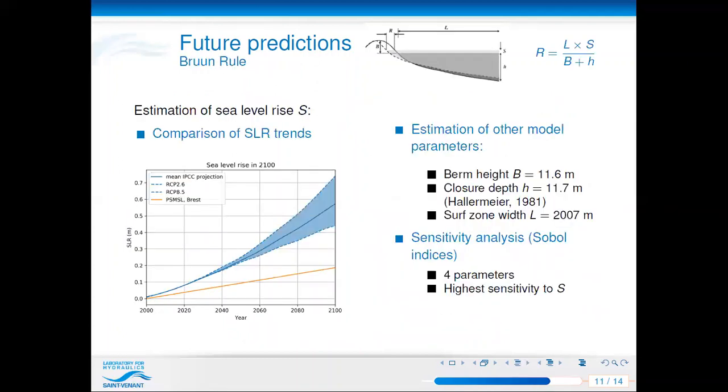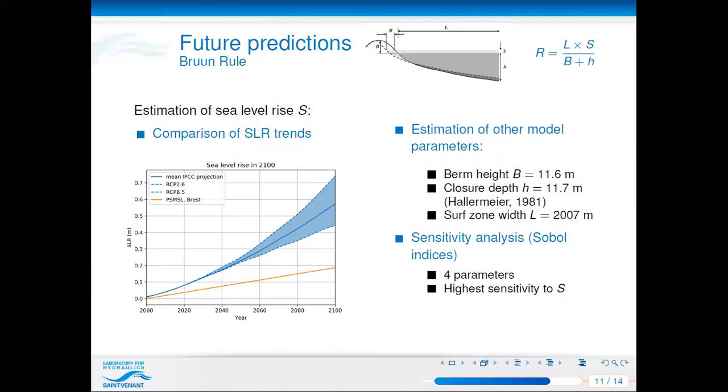If we want to look at taking into account the impacts of sea level rise, the Bruun rule is the most commonly applied approach. And this is where we calculate the coastal recession, or R, as a function of the surf zone width L, the sea level rise rate S, the berm height V, and the closure depth H. So if we estimate the sea level rise, we have 2 different estimates here, one in blue being the mean IPCC projection, that is a global value, and the orange line here being an extrapolation of observed sea levels at a nearby port of Brest. We see the difference can be quite significant.